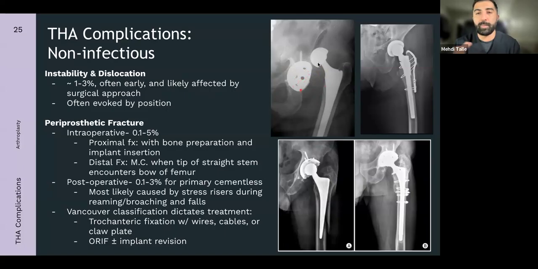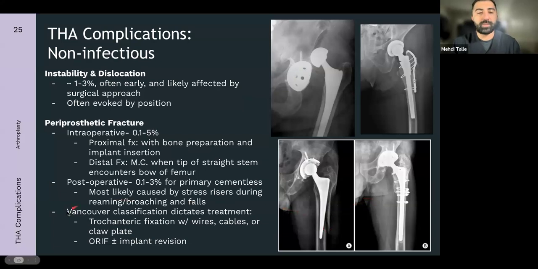Certainly, if there are obvious implant issues that could have led to that, I think people are jumping to that even sooner. Periprosthetic fracture can be a really challenging issue. Intraoperatively, they're rare, but they do occur from time to time. This happens when you're putting in your implants or broaching for your implants. Very rare in the acetabulum, but in the femur, you can see it sometimes occur. Postoperatively, this can happen after ground level falls.